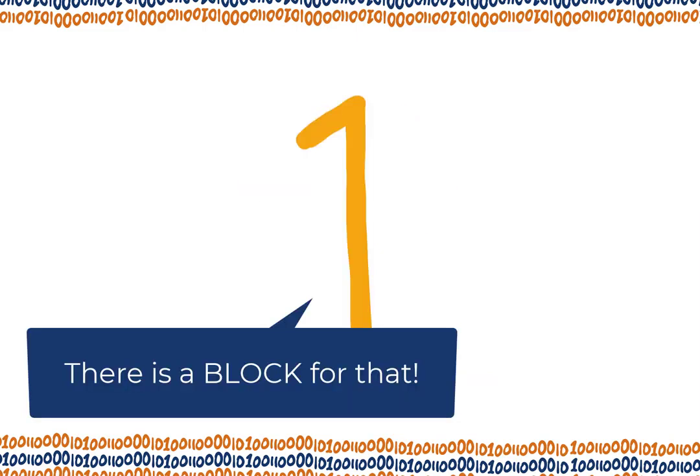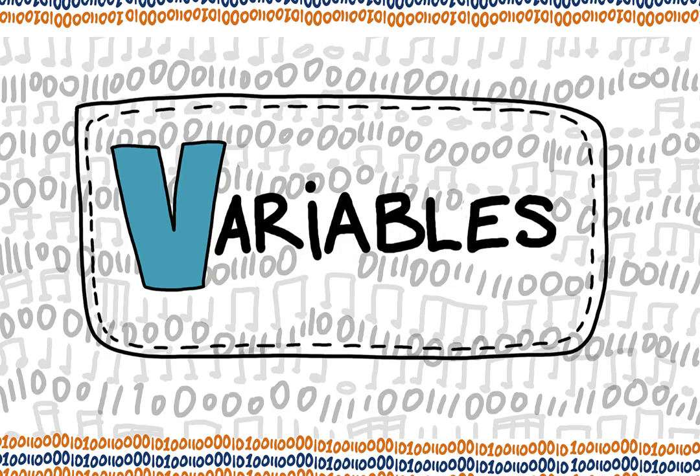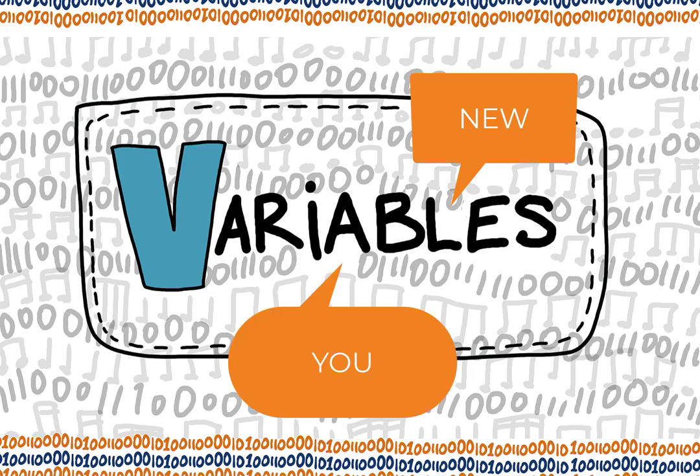Fortunately, there is a block for that, but we need to remember this random number for later, so make a new variable called u and set it to a random number between 0 and 2. Your code should read set u to pick random 0 to 2.